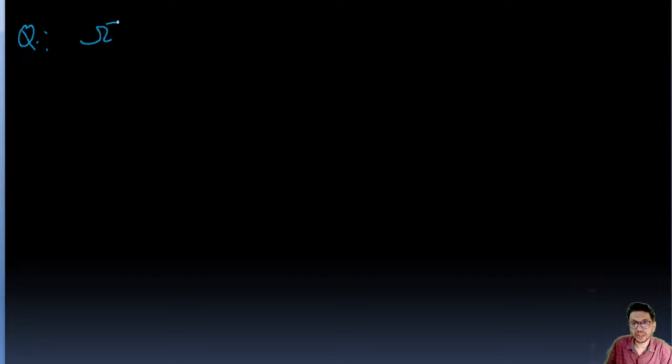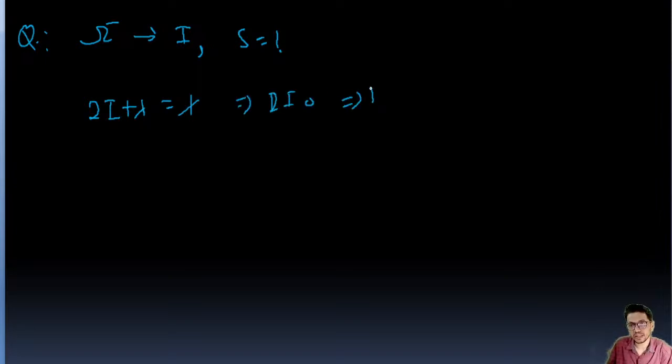The question is: we have omega minus. This we know is a category of baryon. We need to find I and S. I means there is only one particle, so 2I plus 1 is equal to 1. The 1 will get cancelled, 2I is going to be 0, so the I value is going to be 0.